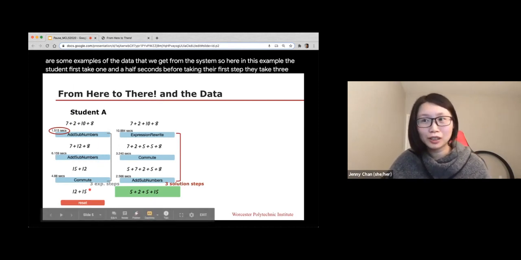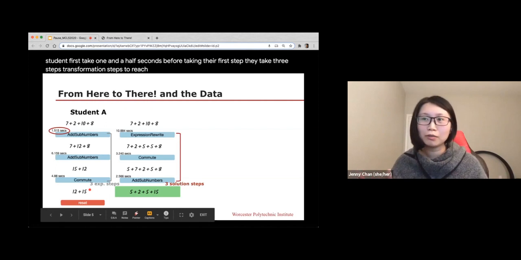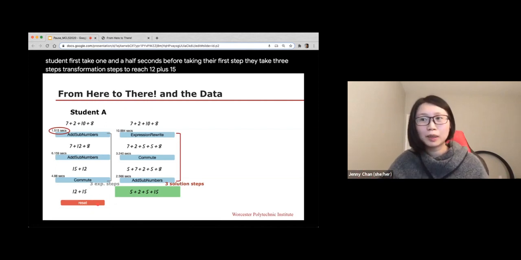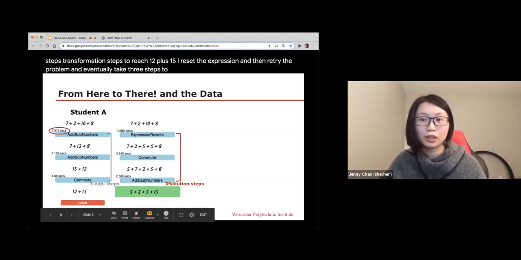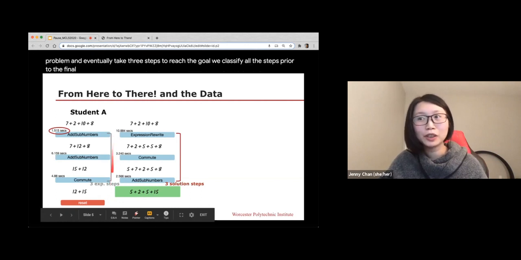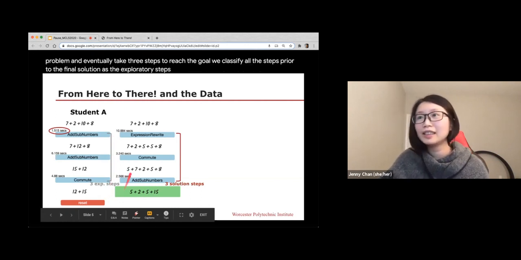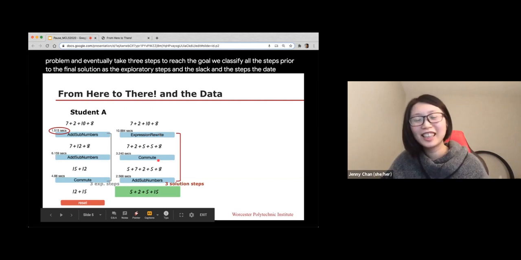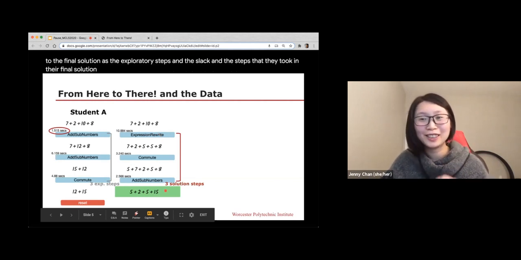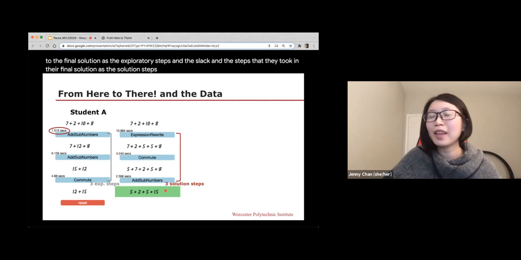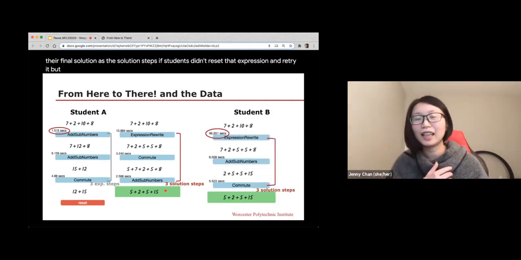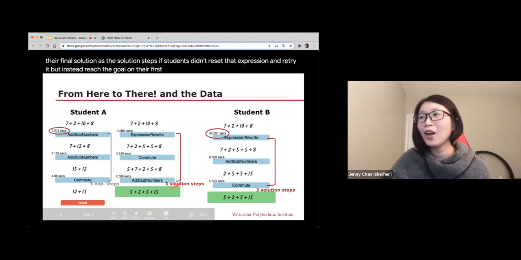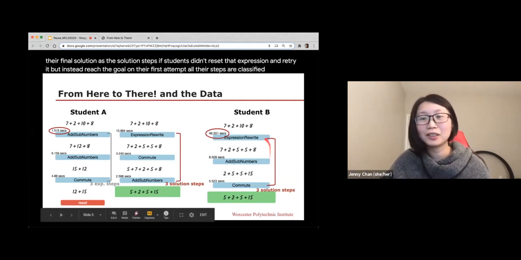They take 3 transformation steps to reach 12 plus 15, reset the expression, and then retry the problem and eventually take 3 steps to reach the goal. We classify all the steps prior to the final solution as the exploratory steps, and the steps that they took in their final solution as the solution steps. If students didn't reset the expression and retry it, but instead reach the goal on their first attempt, all their steps are classified as solution steps.